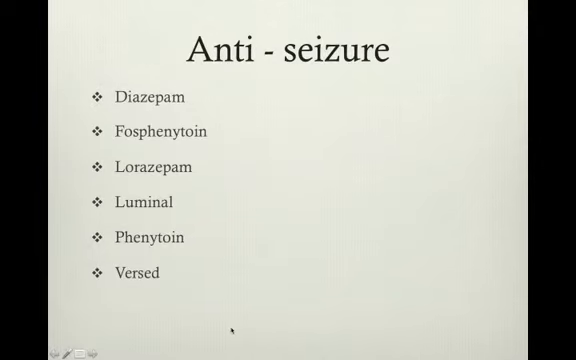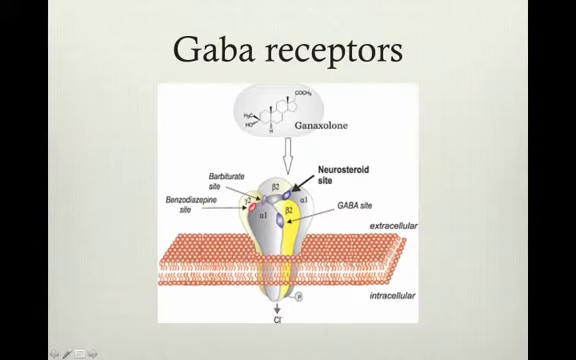Anti-seizure medications. We're going to talk about several of them here. Diazepam, Fosphenytoin, Lorazepam, Phenobarb or Luminal, Phenytoin, and then Versed. So the GABA receptors and how this works. Let me do a brief overview of this here really quick.